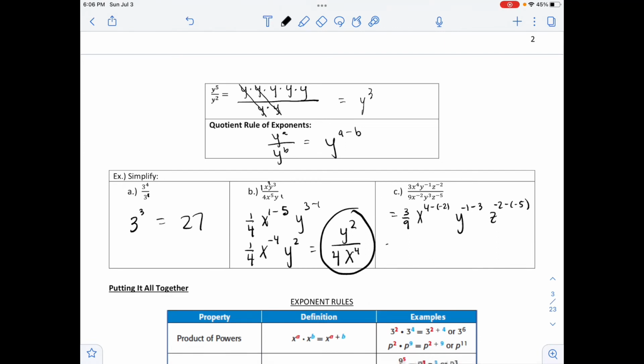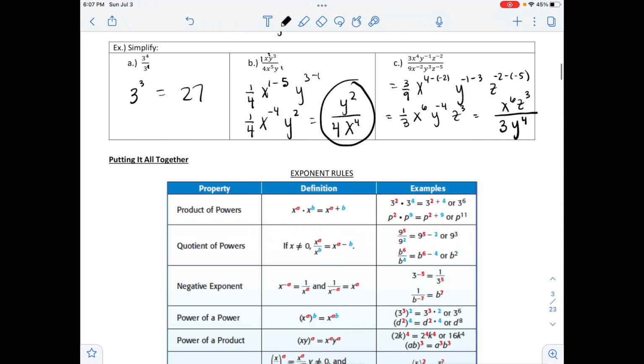From here, we're going to simplify this. And so we get 1/3 x to the 4 minus negative 2 would become 6. Y would become to the negative fourth. And then z is going to be negative 2 plus 5, or to the third. So from here, I know that in the numerator, I'm going to have x to the 6 and z to the third. In the denominator, we do have a 3. And since y is raised to a negative exponent, that would also move to the denominator.